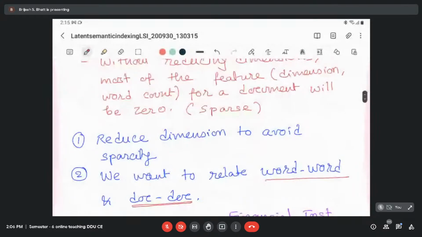Second, we want to relate word and document. If we can directly compare document with document and word with word, then we have two separate interpretations. We can relate words, we can relate documents, and dealing with this large dimension will also not be necessary.